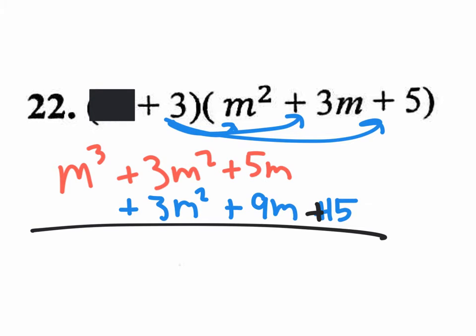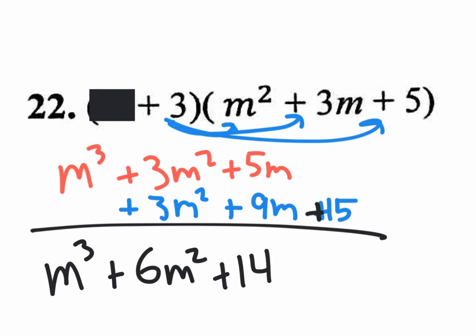Then you could draw a line like this. That way it looks like you're actually adding this down, this with that. You're just combining the lines. So your final answer will be m to the third plus 6m squared. You're just adding. You don't mess with exponents when you're adding. Plus 14m plus 15. When you line it up like this, m squares on top of m squares, m's on top of m's.